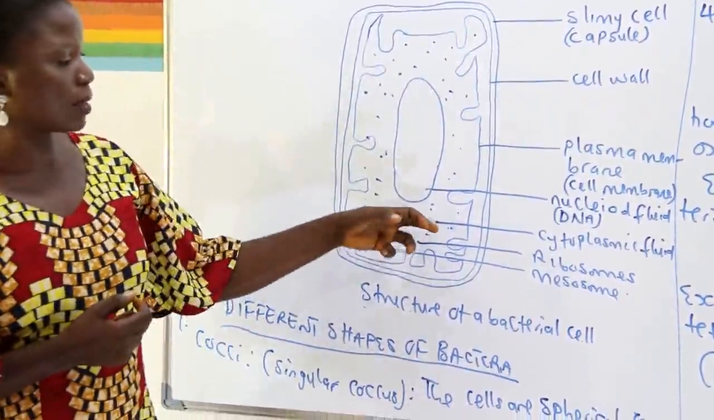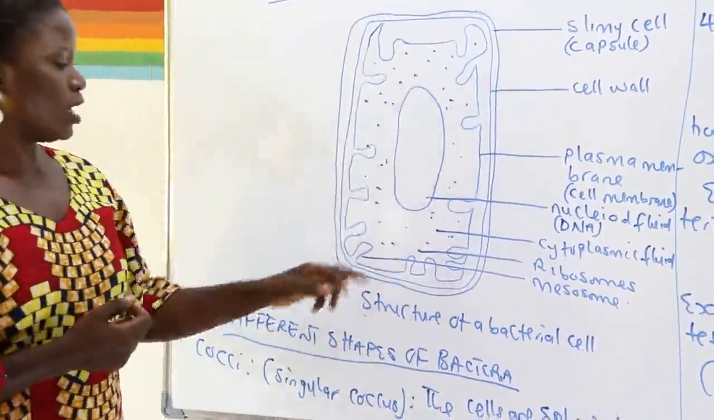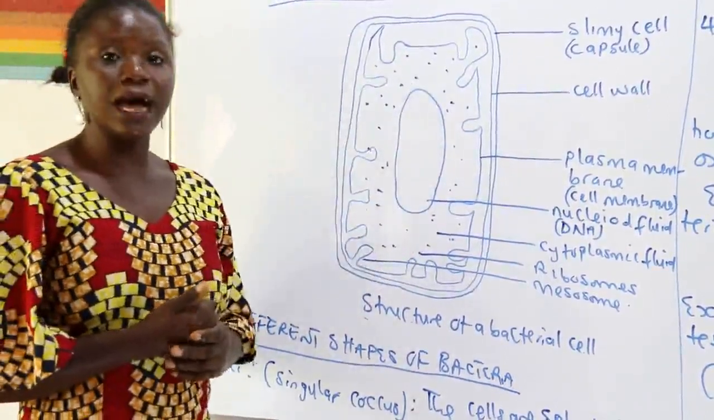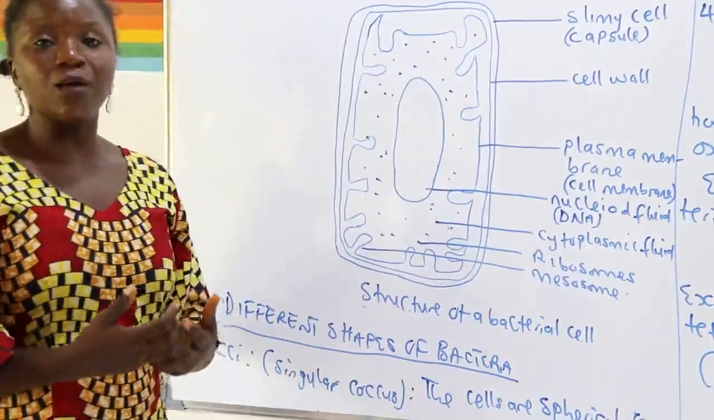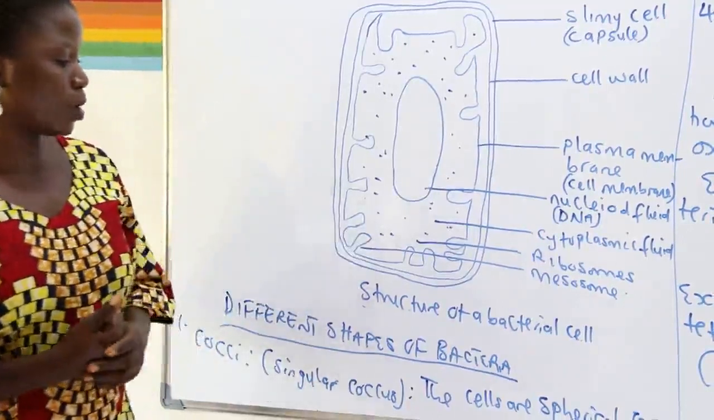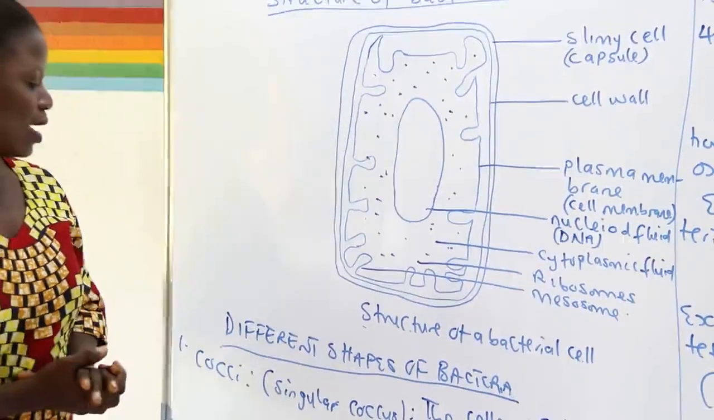And then we have the cytoplasmic fluid. The cytoplasm is filled with fluids. Then we have these dots in the cells, which are the ribosomes. And you know that ribosomes are sites for production of protein. And you said they are what? They are used for protein synthesis. And then we have the mesosome. And this gives us the structure of a typical bacterial cell.